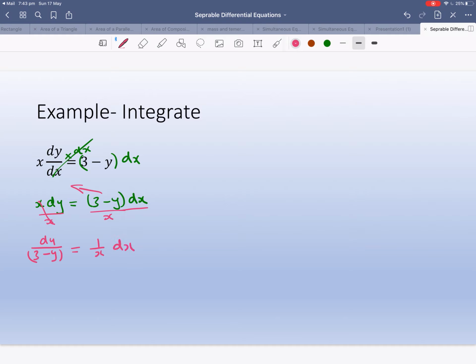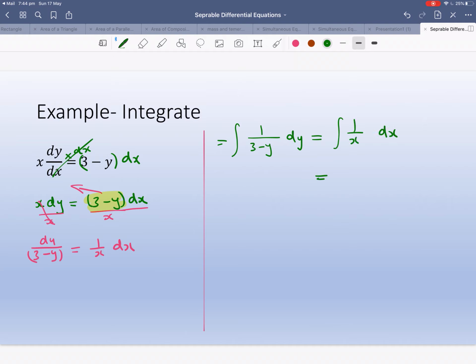Alright. Now, I just want to explain this step as well. At the same time that I divided by x, I divided by this as well, so I could change it to the other side. If you're struggling with this, you need to work on your algebra. Okay, so I'm going to keep going with this. Now I'm ready to integrate, so I'm going to integrate both sides. I'm going to go 1 over 3 minus y dy is equal to 1 over x dx.